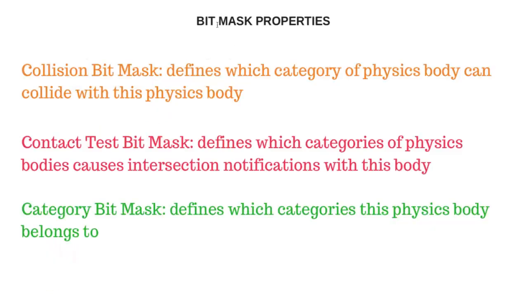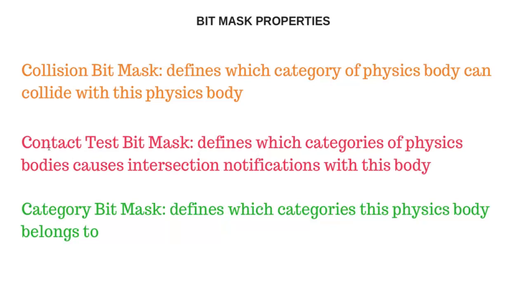There is a property called the bit mask property. There are three of them. The collision bit mask, it would define which category of physics body can collide with this physics body. So if you set a collision bit mask for a ball, so let's say you have a ball, and then you set the collision bit mask to that of a cat. So that means the ball can collide with a cat. So the collision bit mask defines which category of a physics body can collide with this physics body.